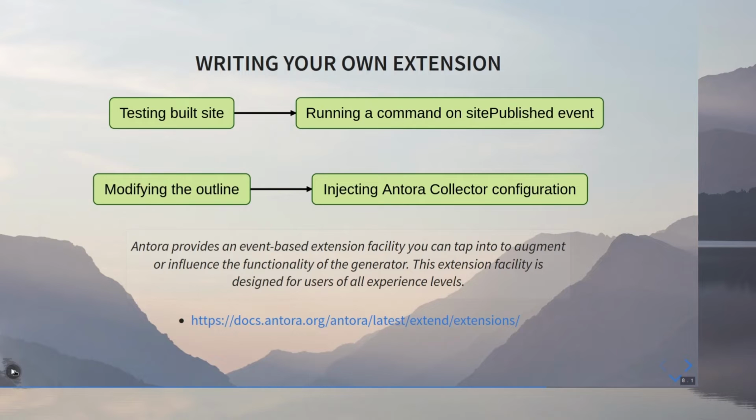And then modifying the entire outline. I will show the example after that. That's a little bit more complex example. It's in a case where we wanted to remove content from the outline. And the collector is good to add content, but was not good to remove content.